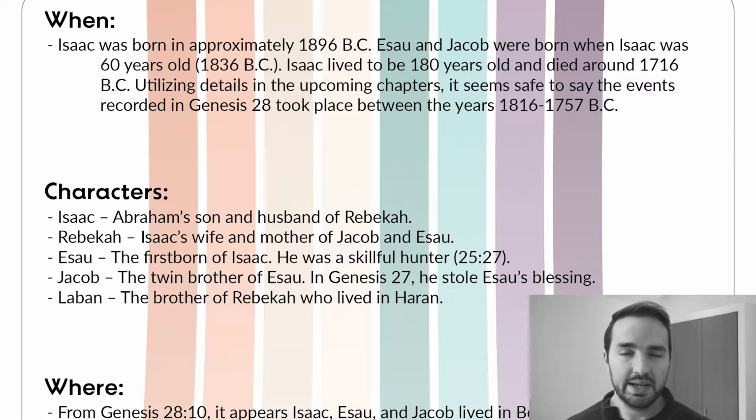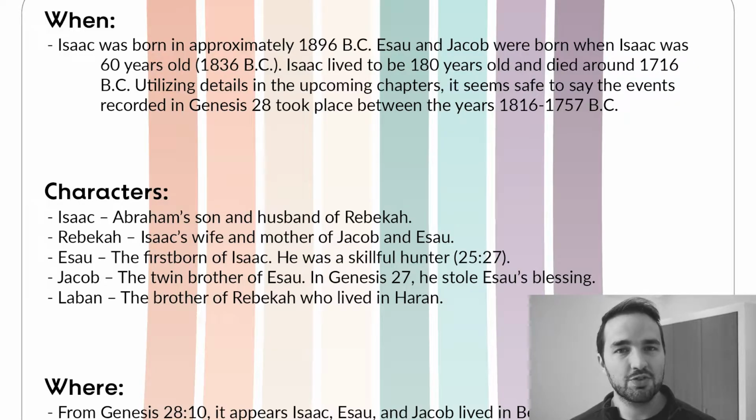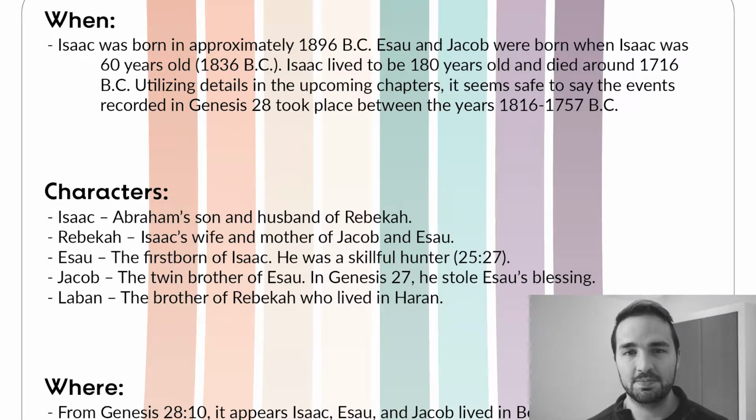We've already been introduced to most of the main characters. The first one is Isaac. He is the son of Abraham and the father of Jacob and Esau. We have Rebekah, who is his wife. We have Esau, who was the firstborn of Isaac and Rebekah, and Esau was the favorite of his father Isaac. And then we have Jacob. Jacob's the twin brother of Esau, and he was the favorite of Rebekah, his mother. And if you remember, in Genesis chapter 27, Jacob stole the blessing from his brother Esau by tricking his father.